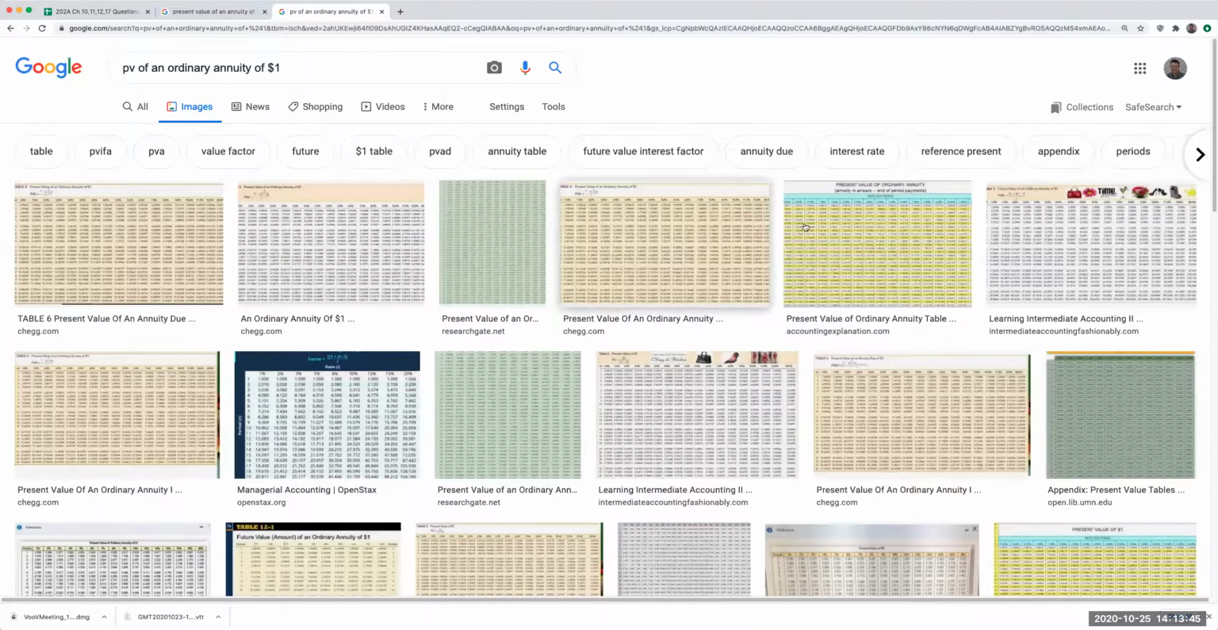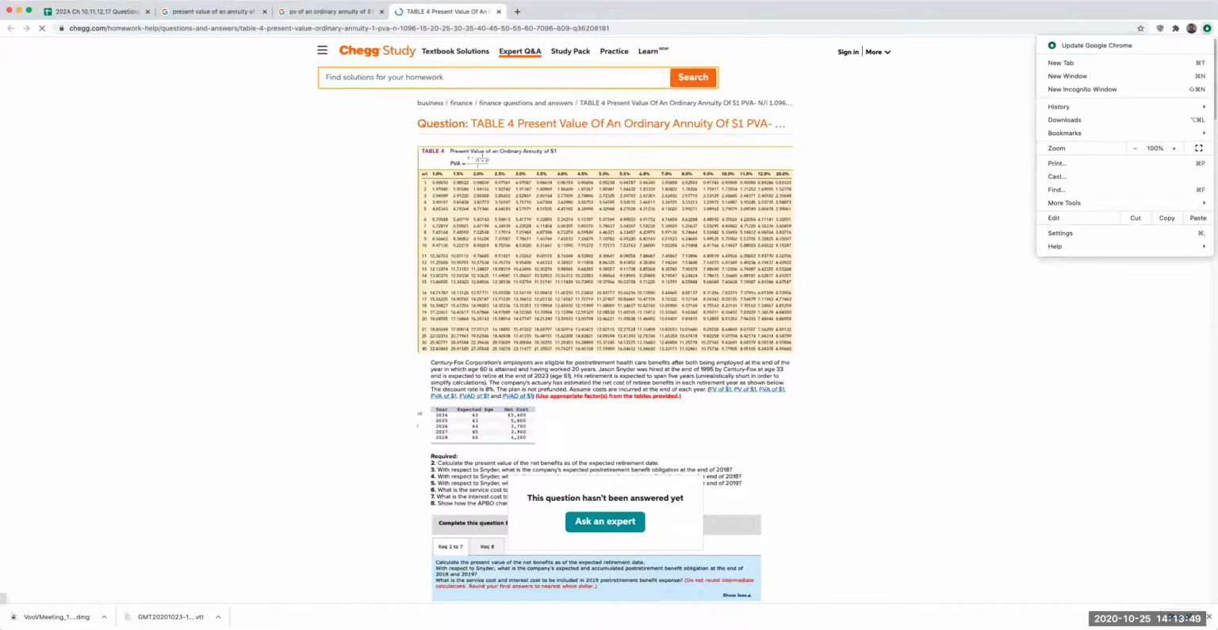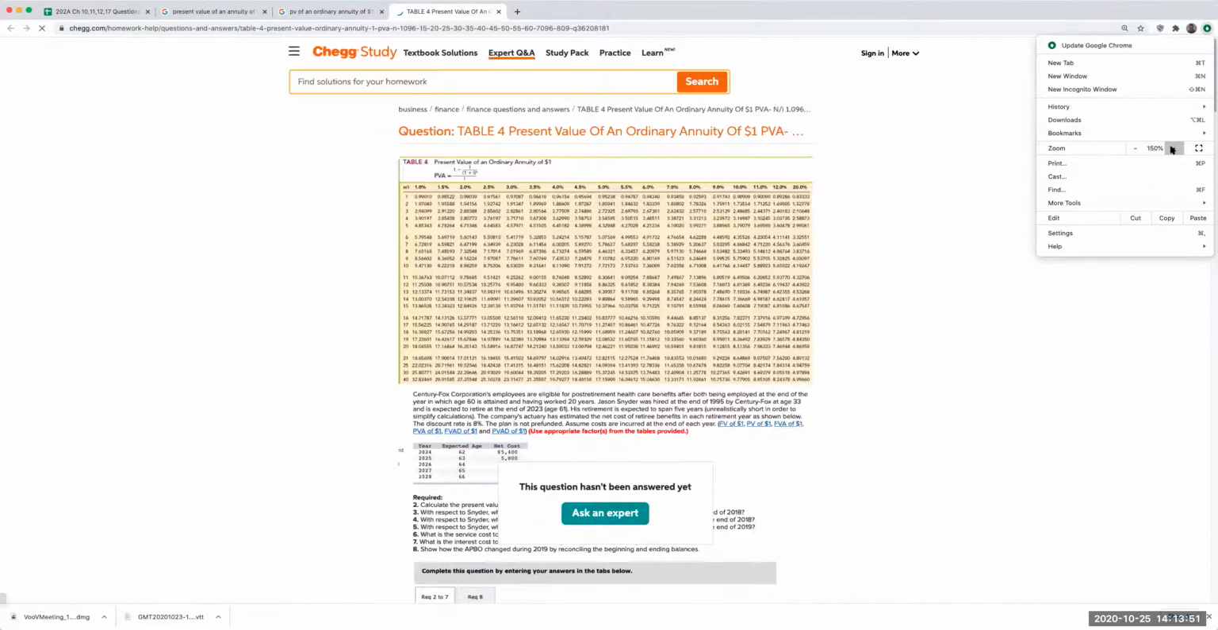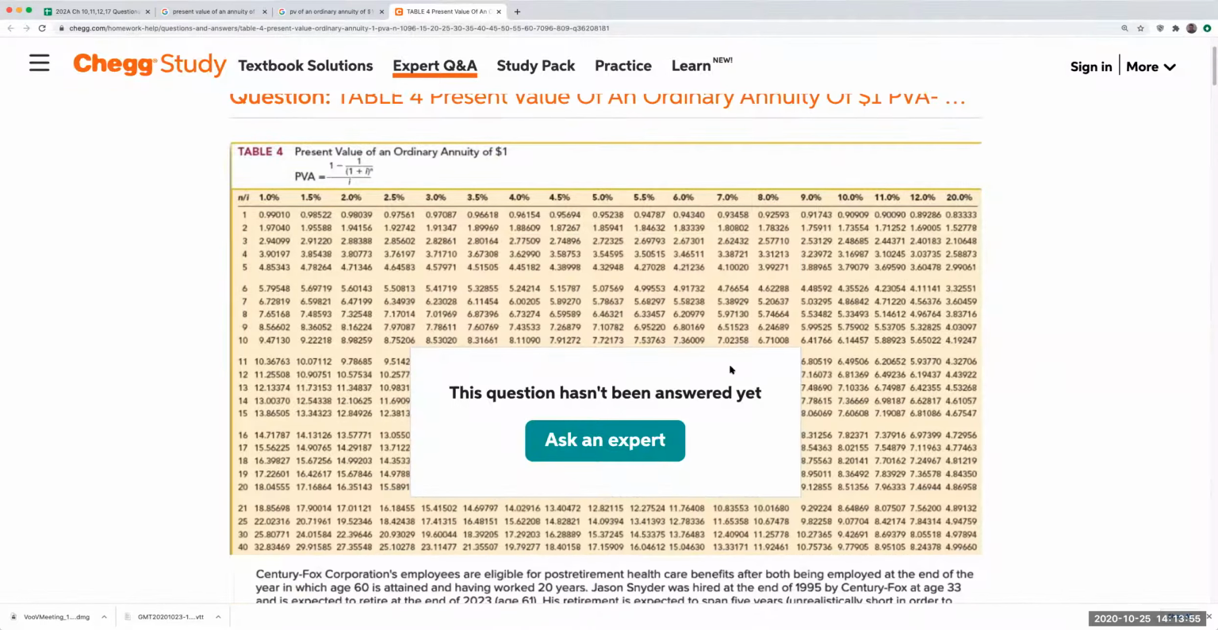Okay, and let's see what we get here. Chegg is coming through big time today, and they're giving me this for free. Woo! Okay, so let's go over here.